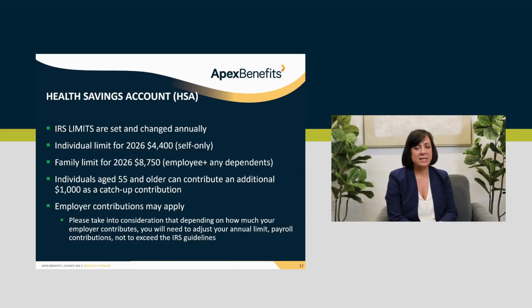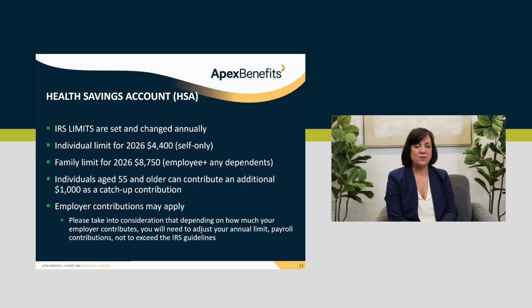The health savings account sets IRS limits. Those are changed annually. The individual limit for 2026 is $4,400 for self only. For family, the limit is $8,750. And family is anything that is employee plus. So employee plus dependents, employee plus spouse, or your children and your spouse.